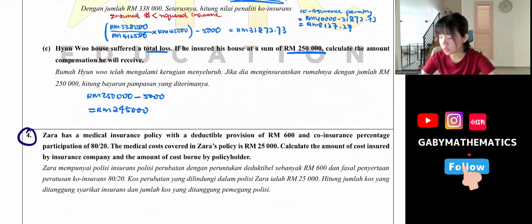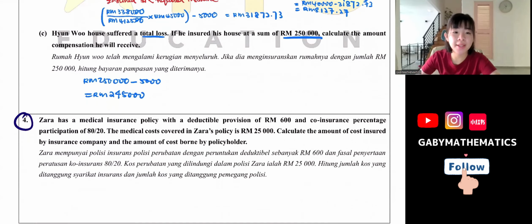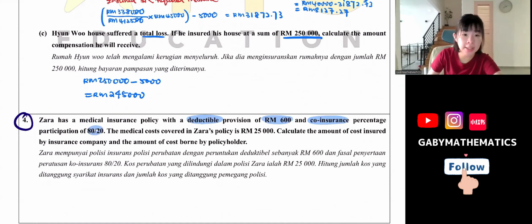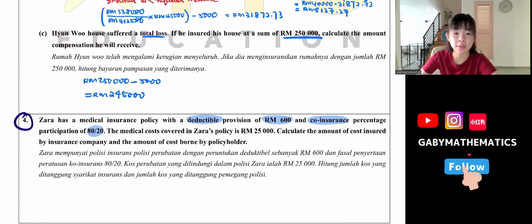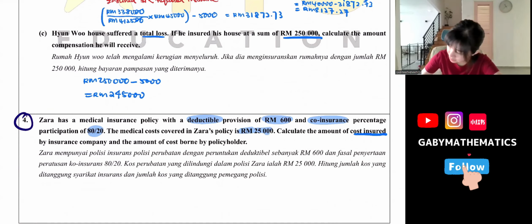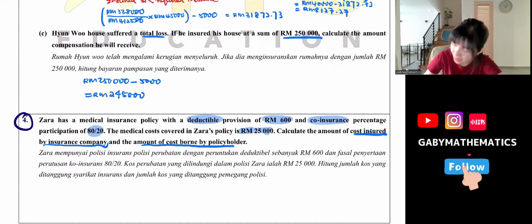Okay, and the next insurance that we're going to cover is medical insurance. Zara has a medical insurance policy with a deductible provision of 600. You highlight deductible 600. So the co-insurance percentage is 80/20, 80%, 20%. The medical cost covered in Zara's policy is 25,000. So you have two things to calculate: the cost incurred by the insurance company, and also the cost borne by the policyholder.